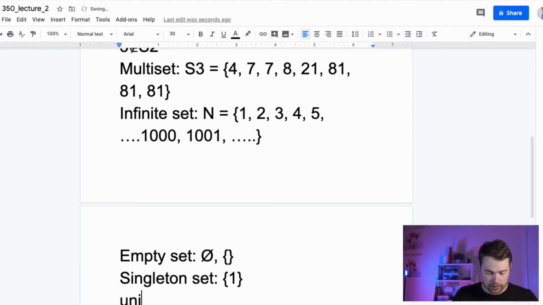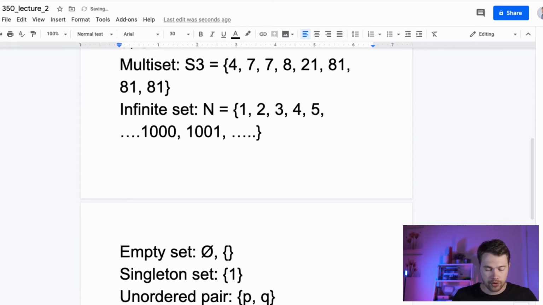Now, unordered pair. So what is an unordered pair? An unordered pair would be exactly the same thing. It is a set, but of only 2 objects in which the order doesn't matter. For example, P and Q. So P and Q would be 2 letters, 2 objects. The order of them doesn't matter. Yeah, so that would be a perfect example.